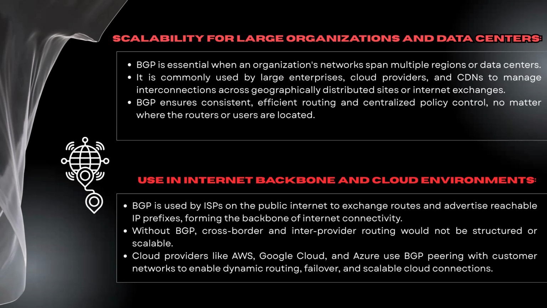And then the fourth thing is BGP used in the internet backbone and cloud environments. So how is it possible? BGP is used by ISPs on the public internet to exchange routes and advertise reachable IP prefixes. Without BGP, cross-border and inter-provider routing would not be structured or scalable. Cloud providers like AWS, Google Cloud, and Azure use BGP peering with customer networks to enable dynamic routing, failover, and scalable cloud connections.